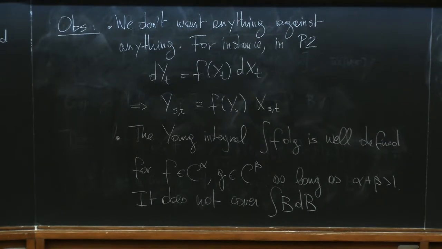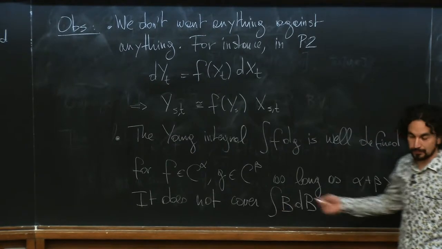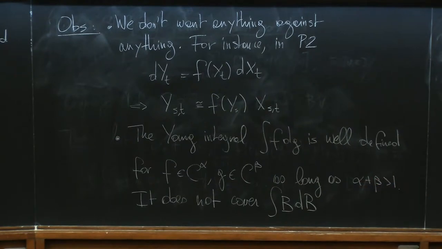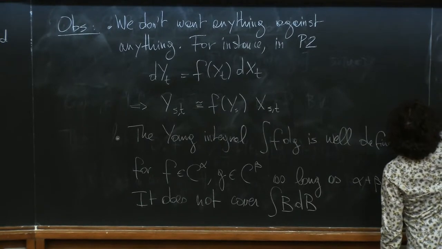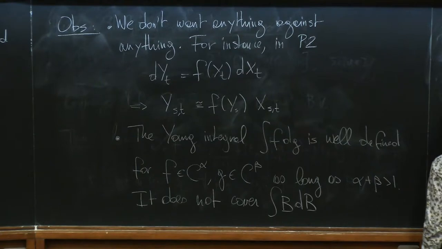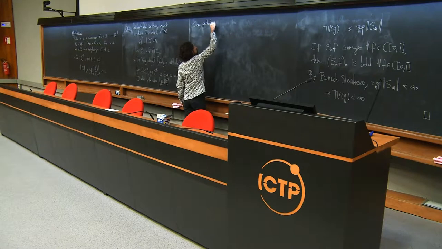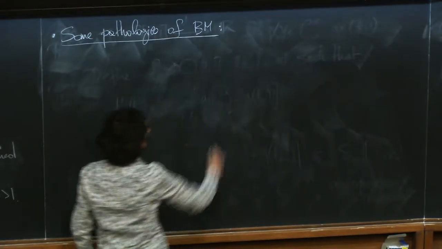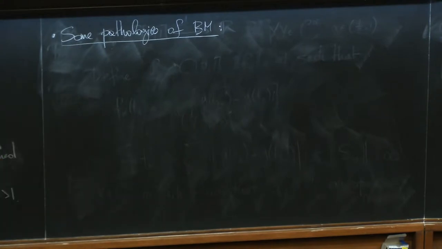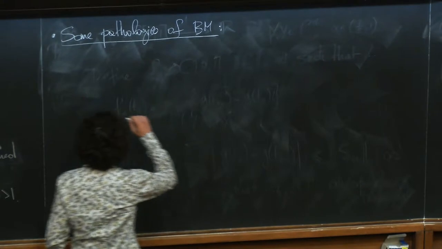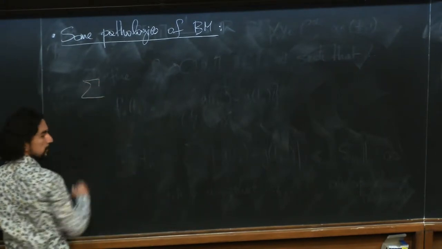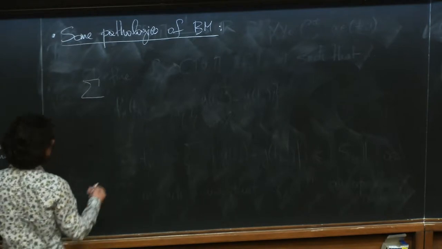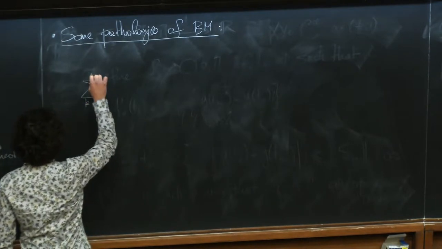So let me take a second to show you that some very exotic things happen when you actually go to bad exponents. So let's talk about some pathologies of Brownian motion. There is a very funny fact: say you want to build Riemann sums for Brownian motion and try to decide if they converge to something.